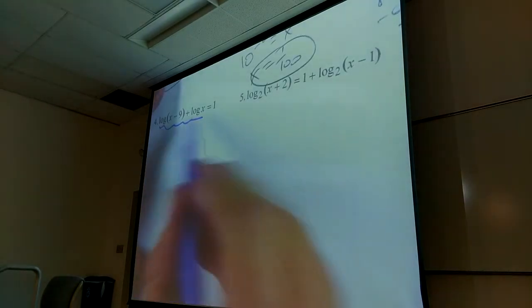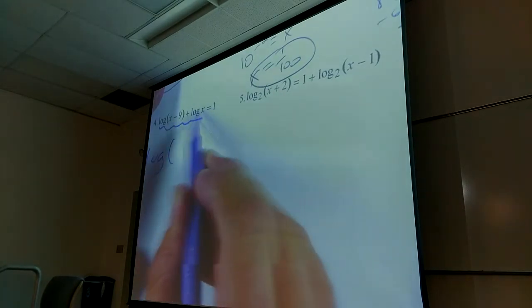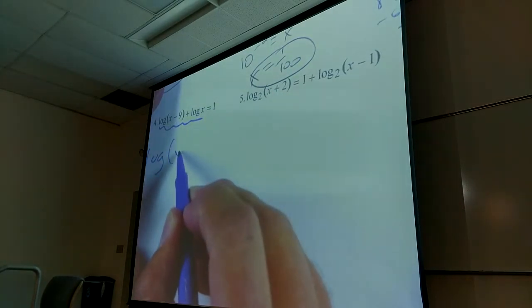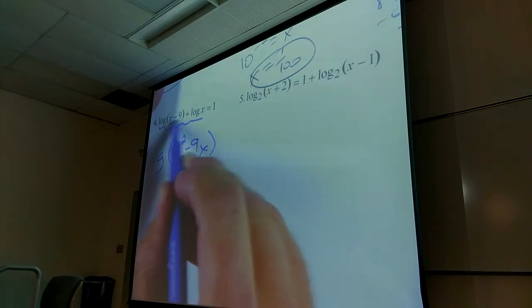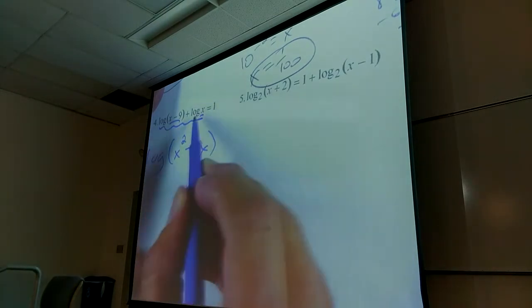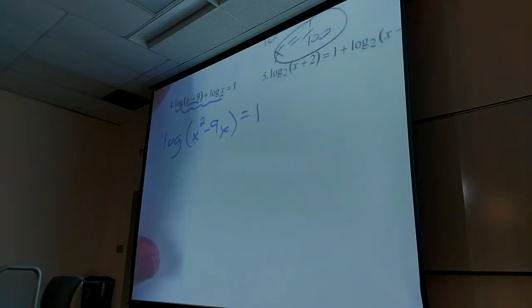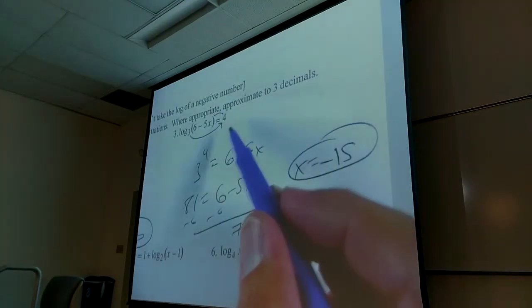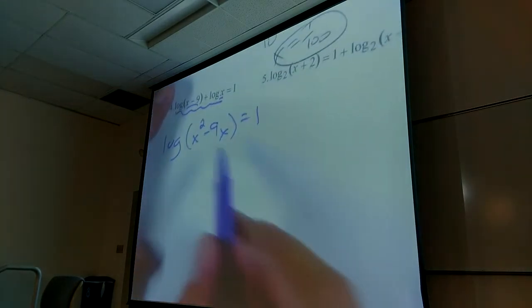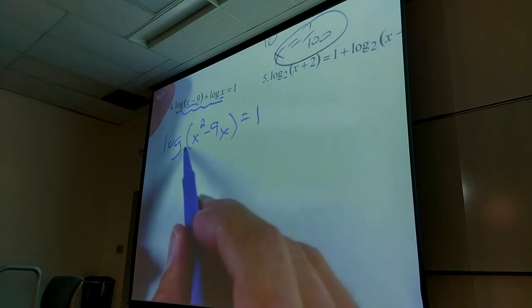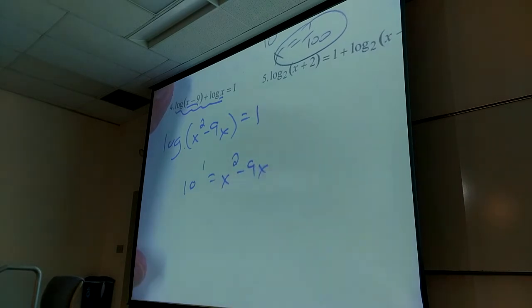Yeah, so I'm adding 2 logs. So I must have been doing what with these guys? Yeah, x squared minus 9x. I must have been multiplying these 2, right? The sum of the logs is the log of the product. Still equals 1. But now I've rewritten it so it looks more like that last one we did. It's going to be just as straightforward at first. So now I rewrite this. Of course, we just said the base is 10. 10 to the first is that.